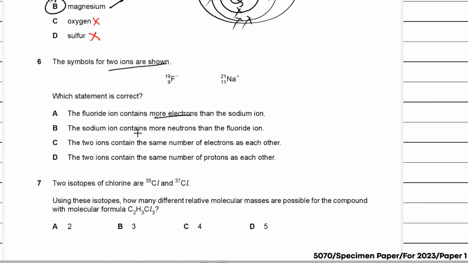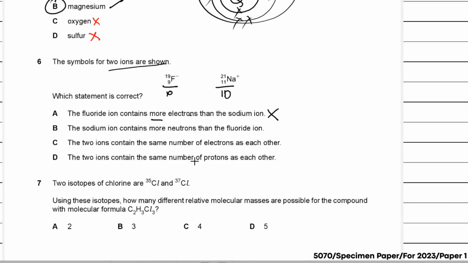Okay, so fluoride ions contain more electrons than sodium ions. Since it already mentions ions, we can easily say fluoride has 9, sodium has 11. And fluoride as an ion also has 10. It's not going to be 9 because it's an ion. Since fluoride is a non-metal and it's an ion, fluoride is definitely going to have 10. So it says more, so this is not an option.